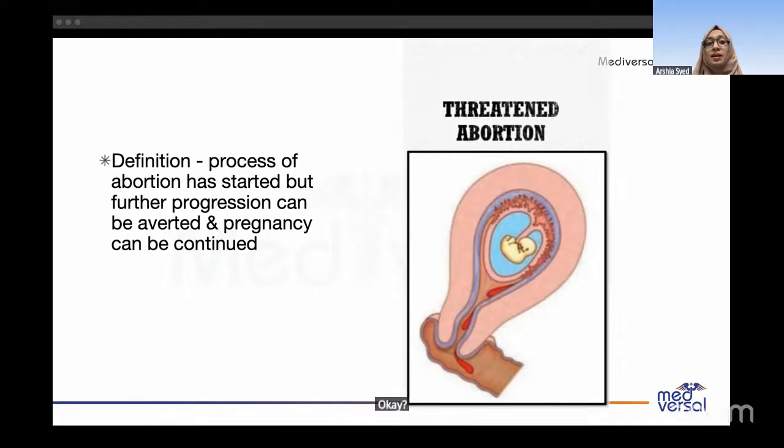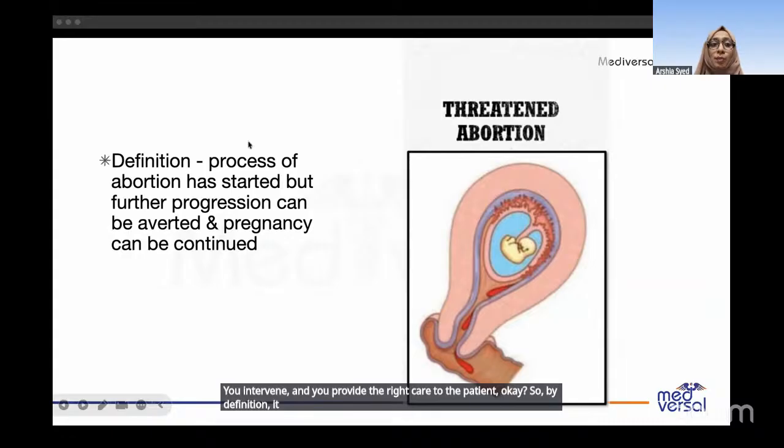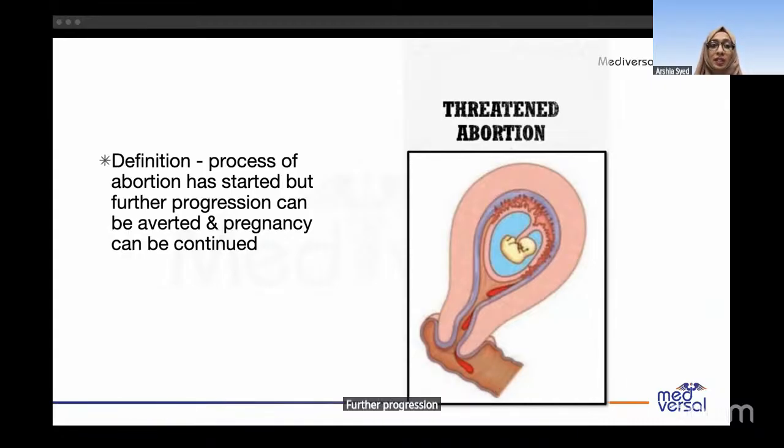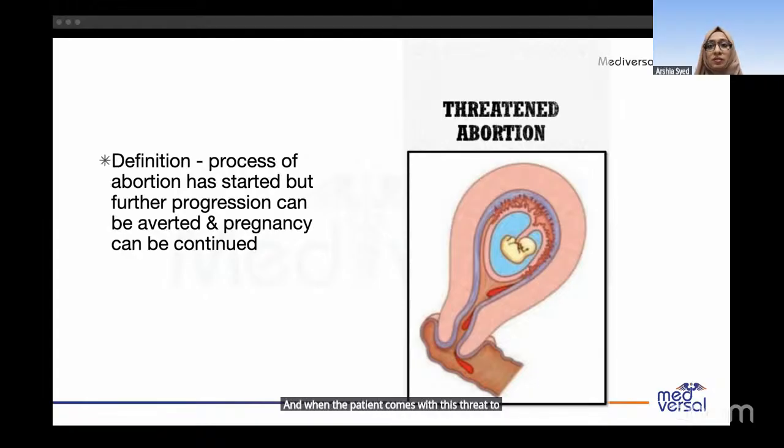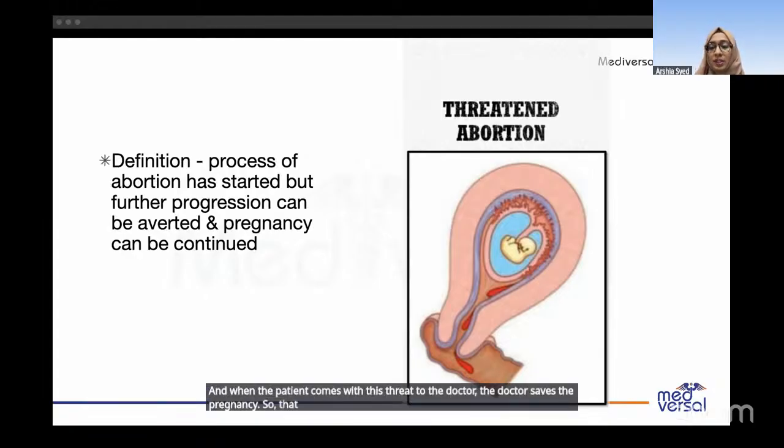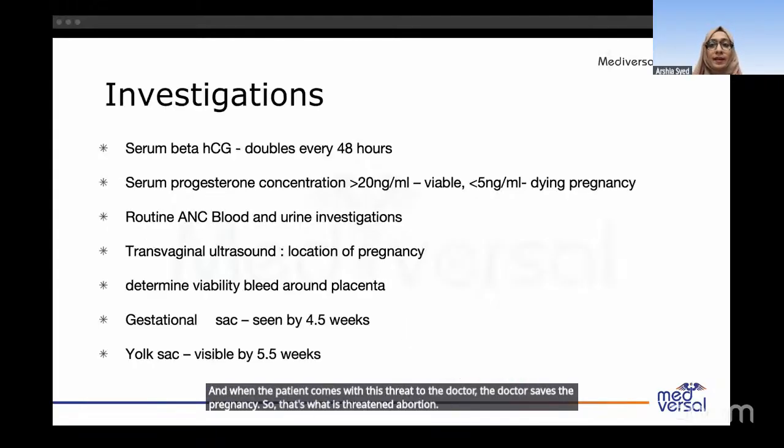So that means the pregnancy can be continued if you intervene and provide the right care to the patient. By definition, the process of abortion has started, but further progression can be averted and the pregnancy can be continued. So it was just a threat, and when the patient comes with this threat to the doctor, the doctor saves the pregnancy. So that's what threatened abortion is.